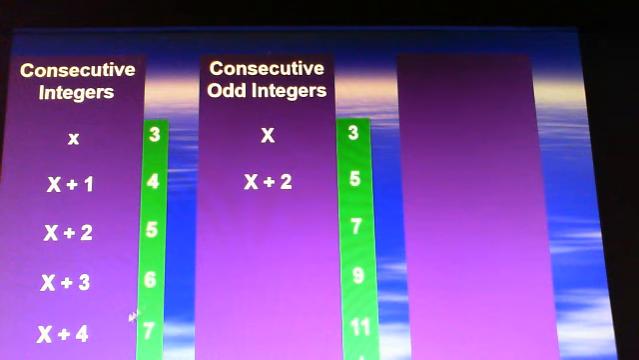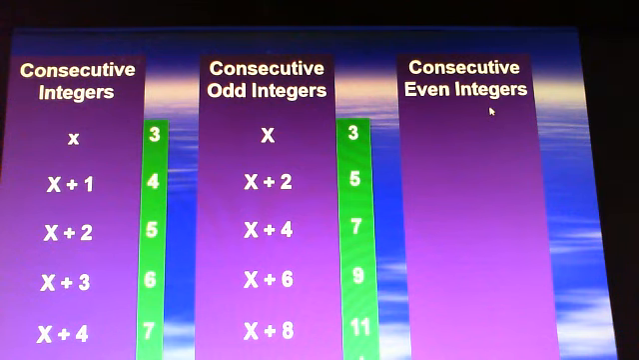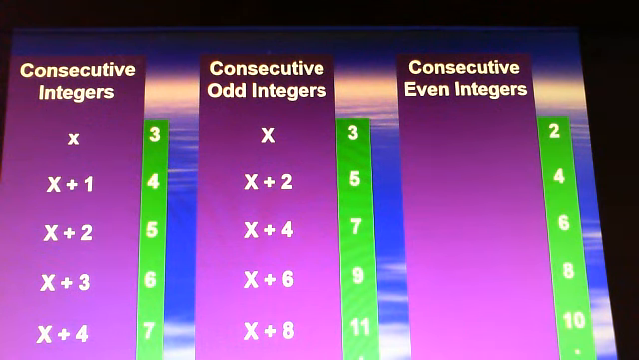Well, how do I get to 7? Well, we talked about it over here. It's x plus 4, because 3 plus 4 is 7. Well, how do I get to 9? Well, x plus 6 is 9. How do I get to 11? X plus 8 is 11. Okay, so forth and so on. What about consecutive even integers? Let's talk about some even numbers like 2, 4, 6, 8, and 10. When I'm talking about these numbers, if I were to say let's let x equal 2, how do I get to 4?